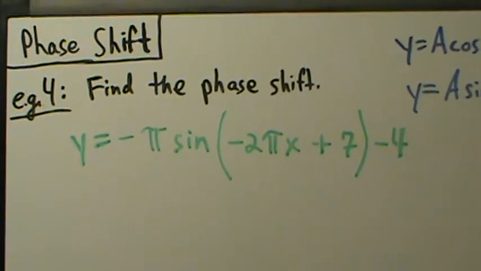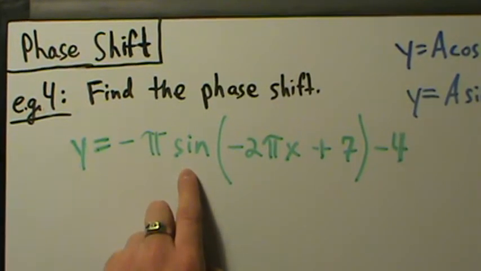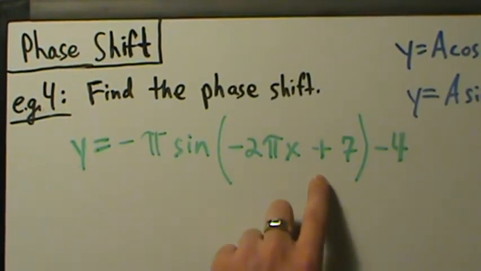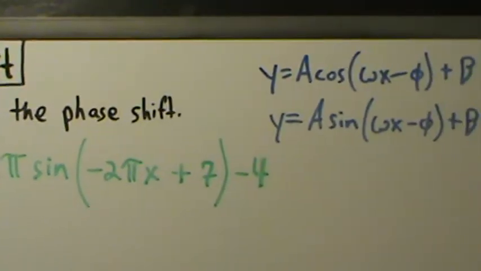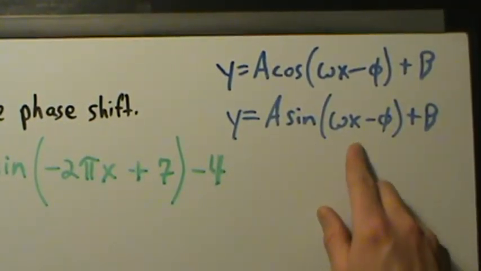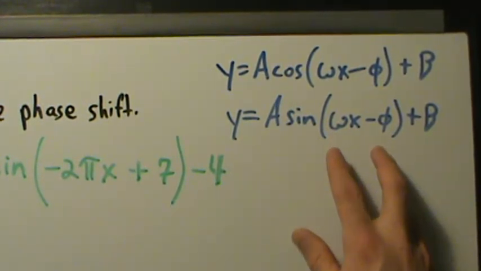Here's example 4 with finding the phase shift. So our function is y equals negative pi sine of negative 2 pi x plus 7 and then minus 4. Okay. So again, the general form is something like this: a sine omega x minus phi plus b. So we want to identify what's omega, what's phi, because we're looking for the phase shift.